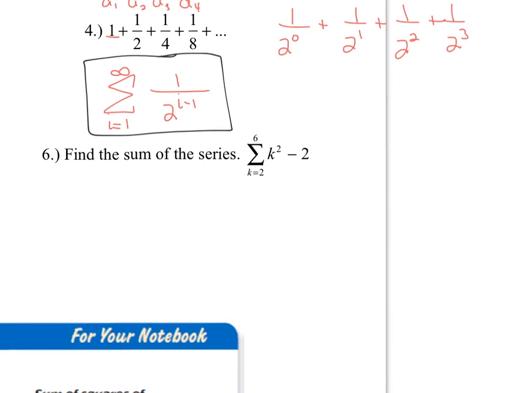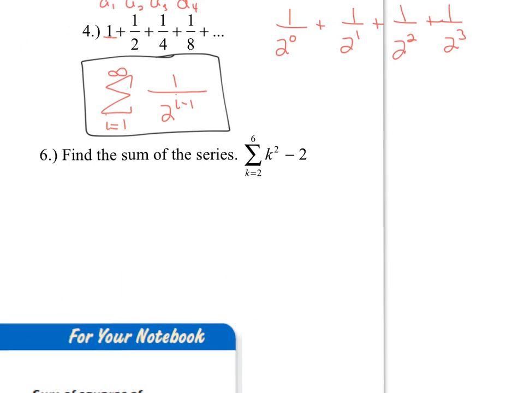And the next one, number 6, find the sum of the series. And the lower limit in this one is 2, and the upper limit is 6. So I'm going to start plugging in my k values at 2. So you'll have k equals 2, k equals 3, 4, 5, and 6.